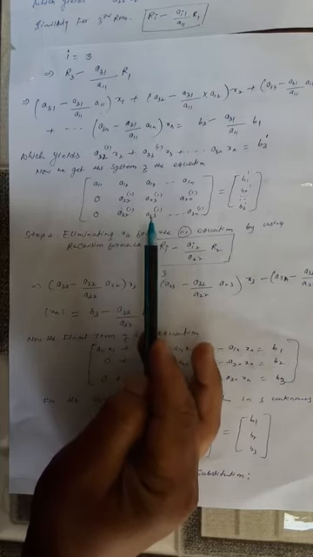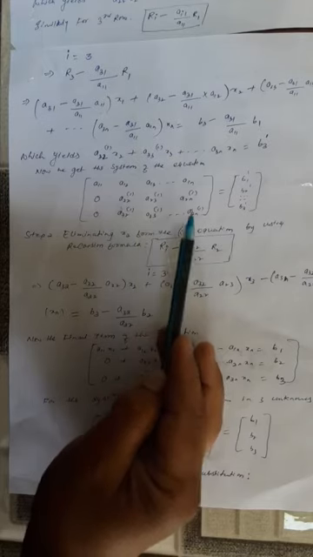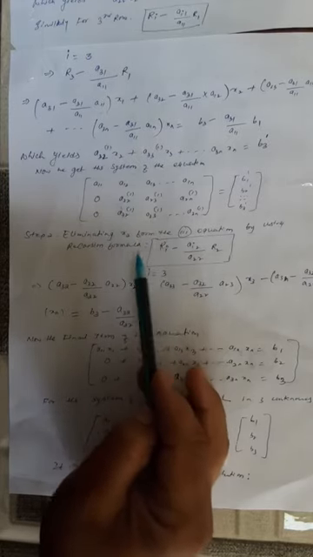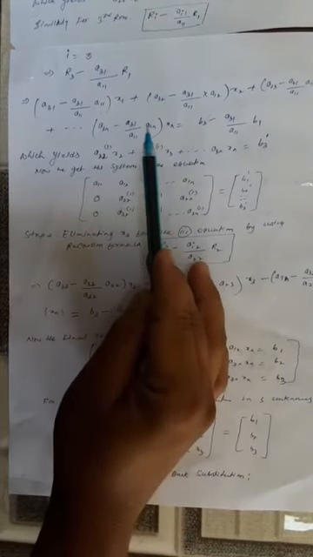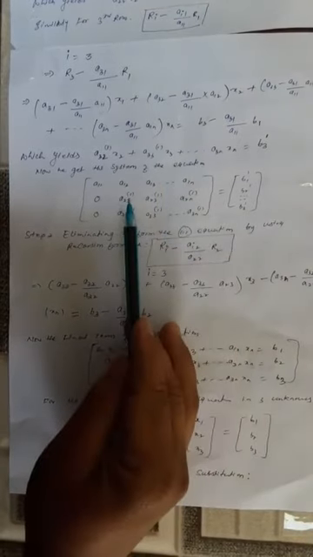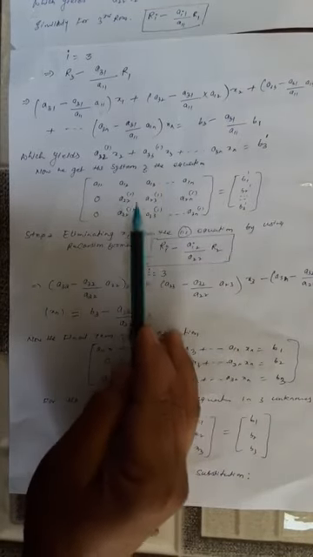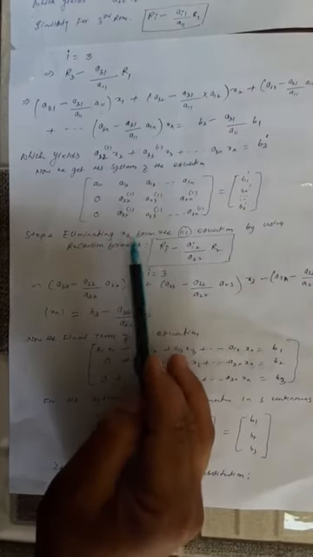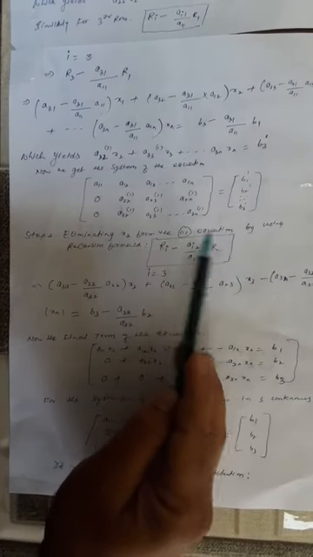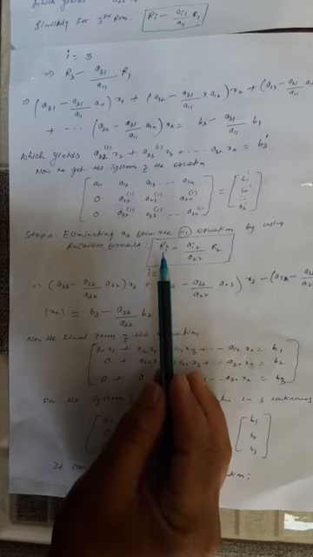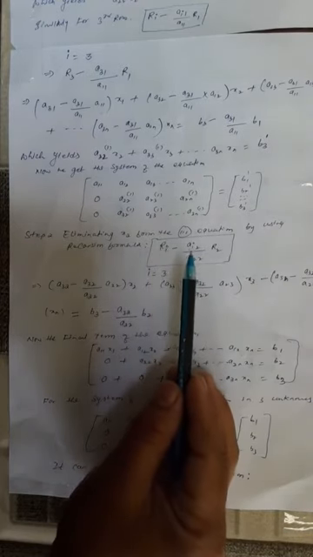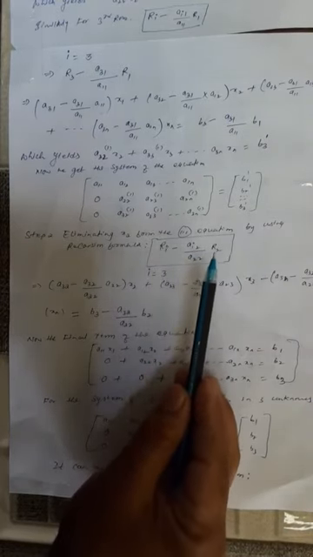Only x3 will remain here. So for the sake of simplicity, we consider a 3 by 3 matrix only. I have expanded here, so we can expand this formula also. But for a 3 by 3 matrix, if we eliminate x2 from the third equation by using the recursion formula, the recursion formula is again Ri minus Ai2 divided by A22 times R2.